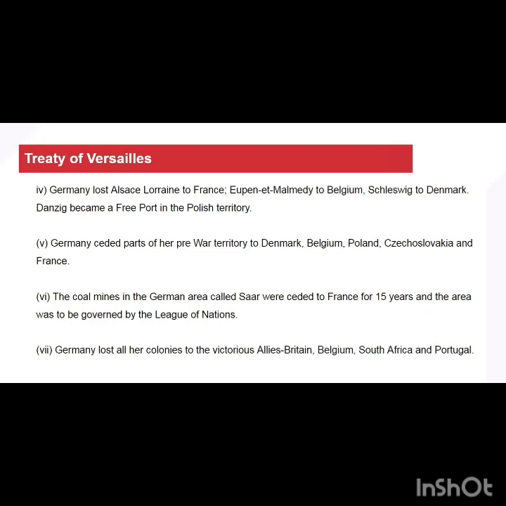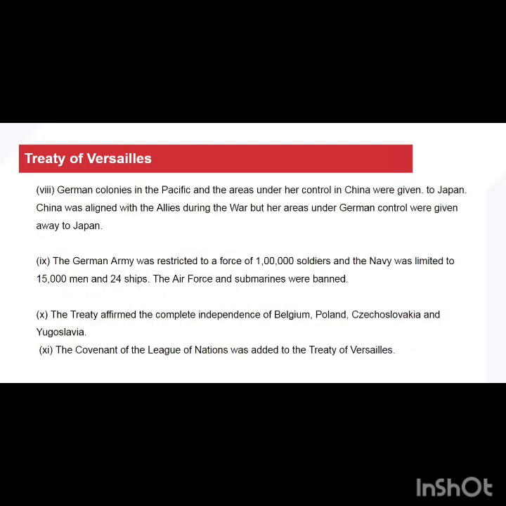Okay, so they were distributed to the different countries: Britain, Belgium, South Africa. South Africa was actually a British colony only, and Portugal. So all its colonies were lost to the different countries. Its colonies which were there in the Pacific and the areas under control in China were given to Japan.